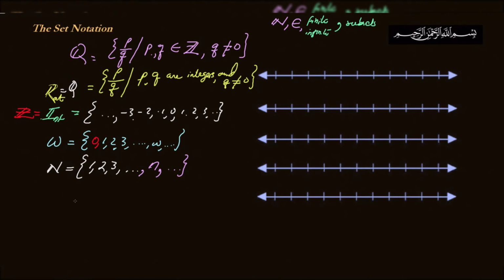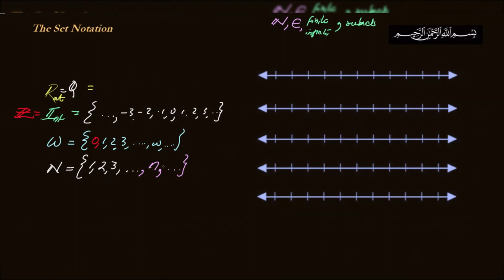And then there's the set of irrational numbers, and of course the set of irrational numbers is anything that's not rational, right? Any number that cannot be written as a rational number. And the set of real numbers includes the set of irrational and rational numbers, right? Okay, so this is a set notation.